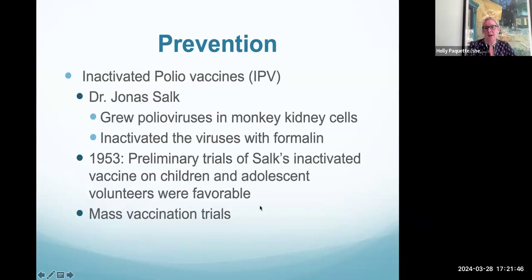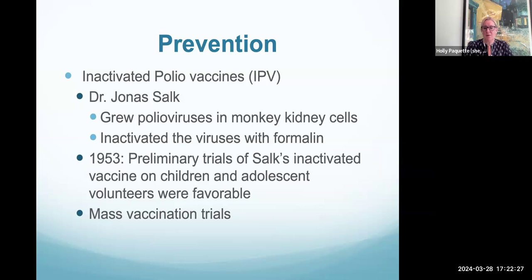Prevention is the number one way that we can actually deal with this. And as we've talked about numerous times, one of the best ways to prevent viral infection is through vaccines. So the first vaccine that was produced was an inactivated polio vaccine. Remember, an inactivated polio vaccine is a vaccine that can't cause the infection. It is one that, if it was a bacteria, would be dead, but because viruses aren't alive, we call them inactivated. And this was developed by Dr. Jonas Salk. He grew polioviruses in monkey kidney cells for many, many generations, and then he inactivated them with formalin.